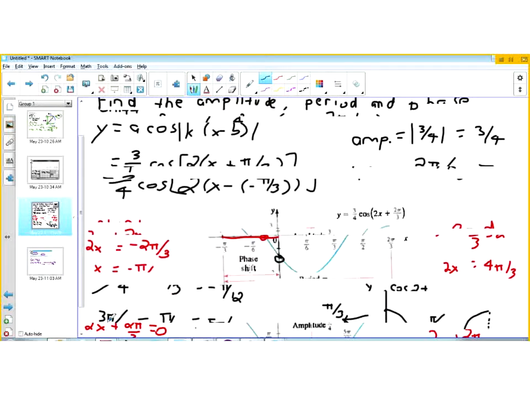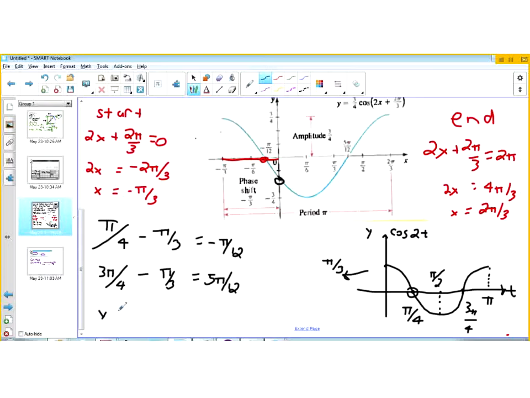So the equation is y equals 3/4 times cosine of 2x plus 2 pi over 3. And we're chasing the y-intercept, so we evaluate that at x equals 0. And so we get 3/4 times cosine of 2 pi over 3.